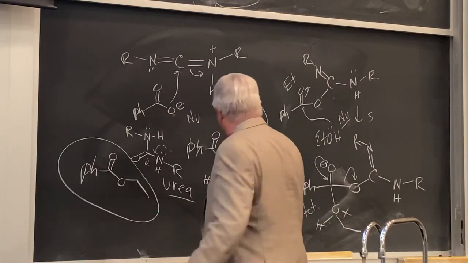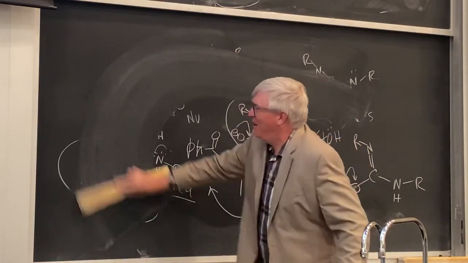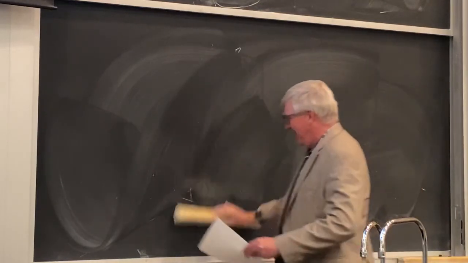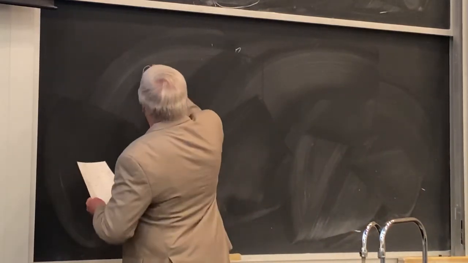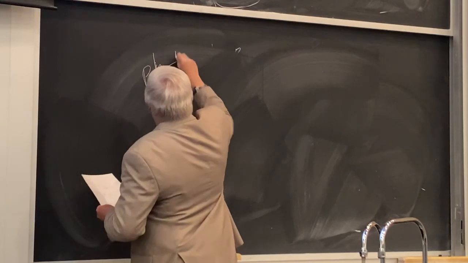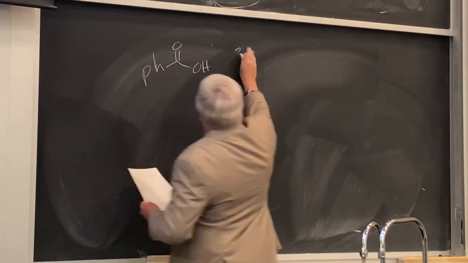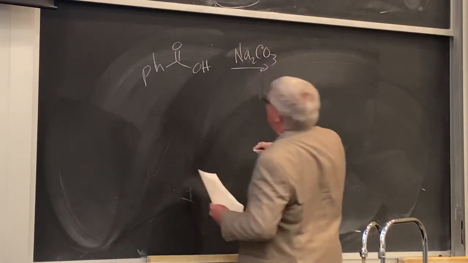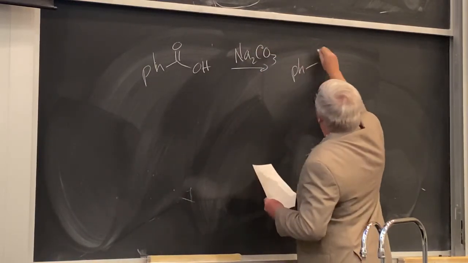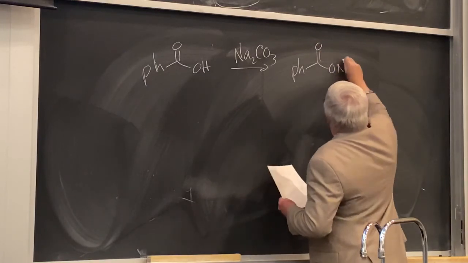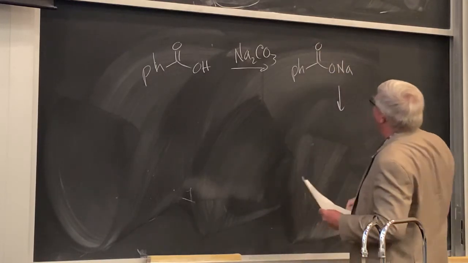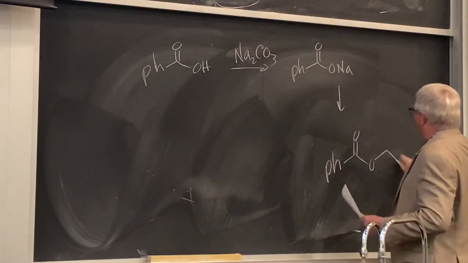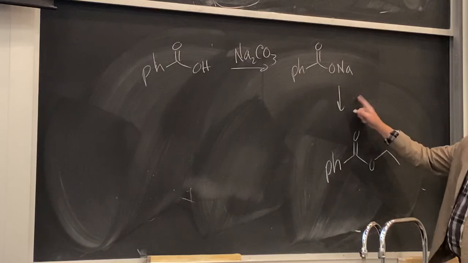Oh, one more. Sorry. One other way to form esters. Very versatile, right? You can also do this. Let's take our benzoic acid. Let's treat it with sodium carbonate, very cheap base. That will give us sodium benzoate. And then what can we do? Let's say we want to form that same ethyl benzoate. What do I need to add here?